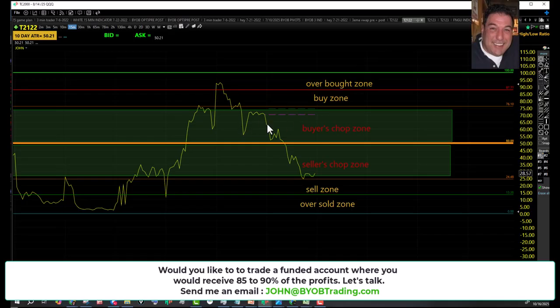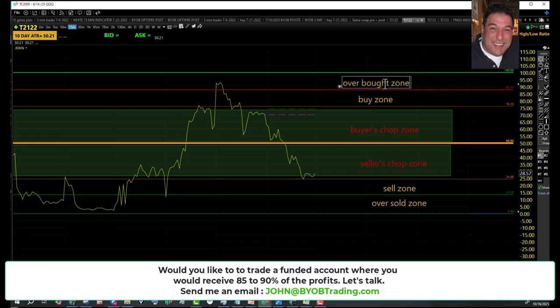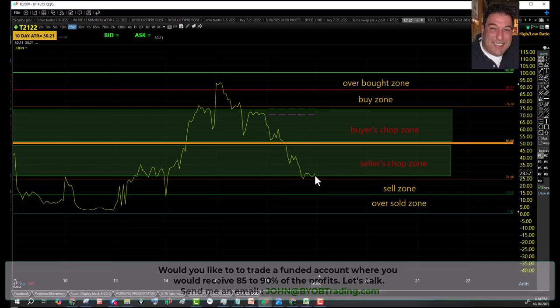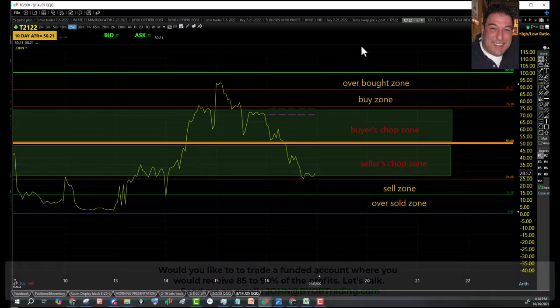Yes, we're no longer in the buyer's chop zone. Spent most of the day in the seller's chop zone, knocking on the sell zone door. Bulls would not let us in right there. So T2123 is probably going to be mostly red, based on T2122 parking inside the seller's chop zone right there.